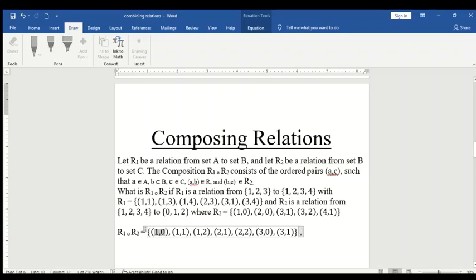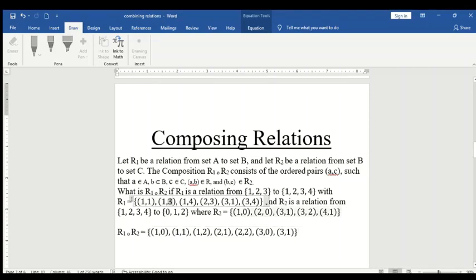Okay, so next, for the next ordered pair, we have 1 mapped to 3. So we put here 1 for the first element, but for the second element, we will look for the element here for 3. So we have the element here 3. So we have 2, 3. Another 3 is here. Okay, so therefore, mapping it, we have here 1.